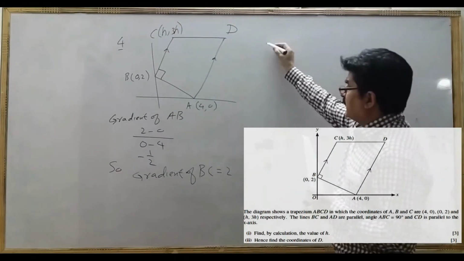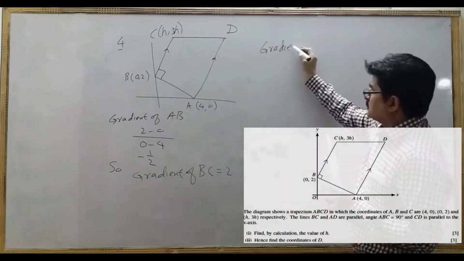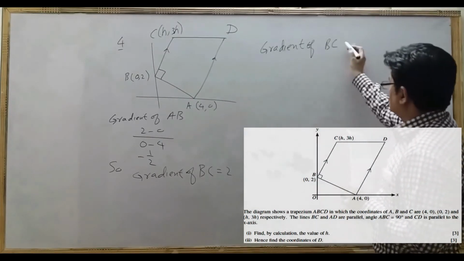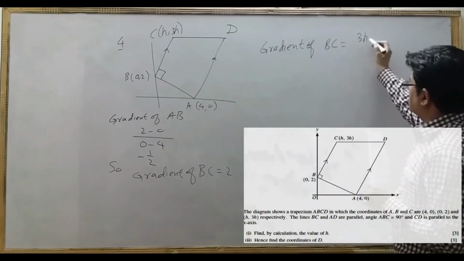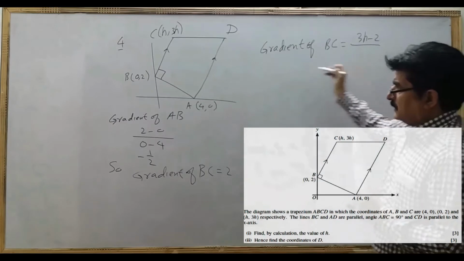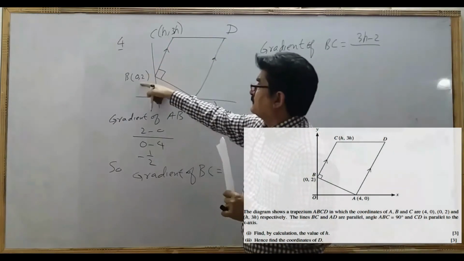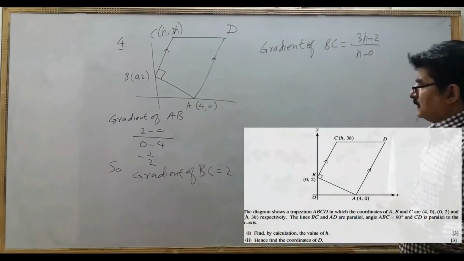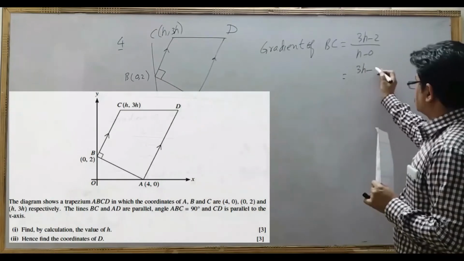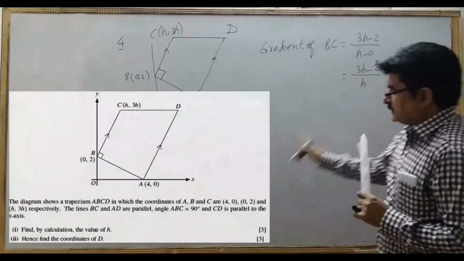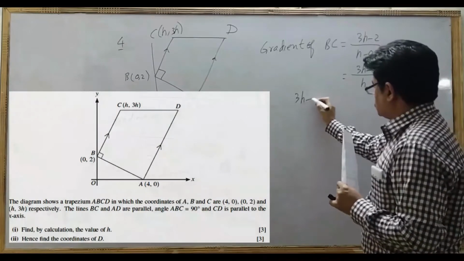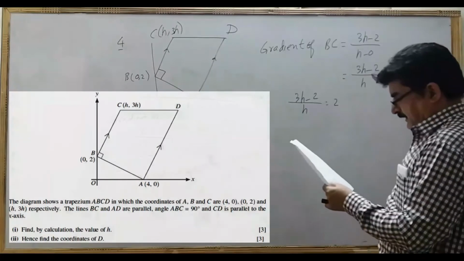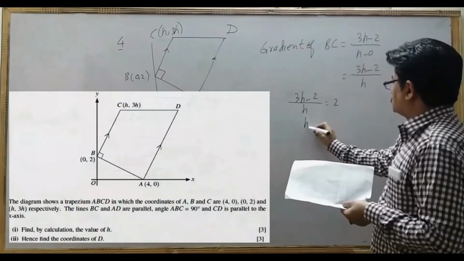But from the diagram we see that the gradient of BC is what? I am taking this point as x2, y2, and this as x1, y1. y2 minus y1 over x2 minus x1, so h minus 0. So this gradient is 3h minus 2 over h, but this is equal to 2. So 3h minus 2 over h equals 2. Now if we simplify it, you will get the value of h as 2.